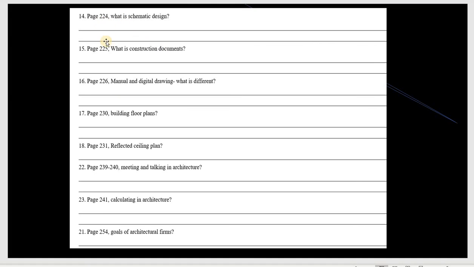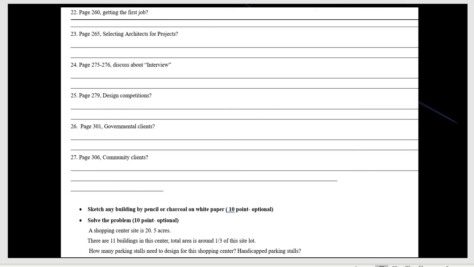The page numbers are 224, 225, 226, 230, 231, 239, 240, 241, 255, 254. We have more, page 260, 265, 275, 276, 278, 301, and 306. Those are the questions from the textbook, so you need to open the textbook, look at the topic right here in the bold letters, and after that write the answer in 2 sentences.